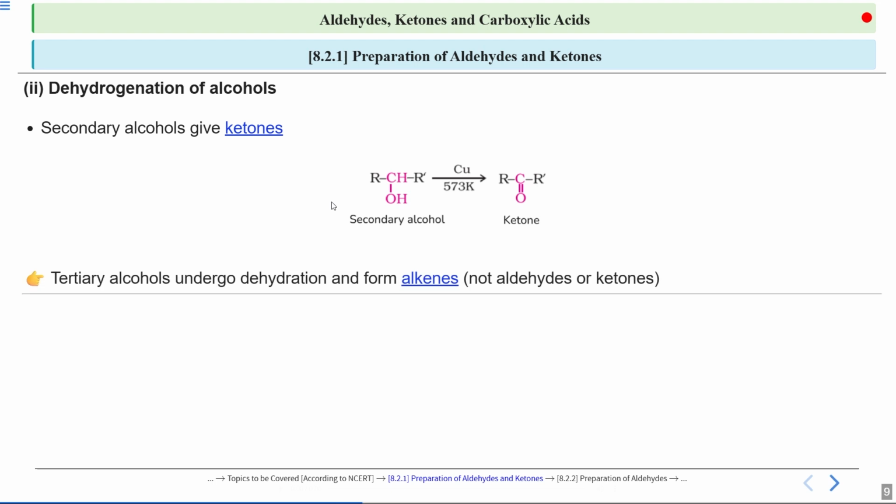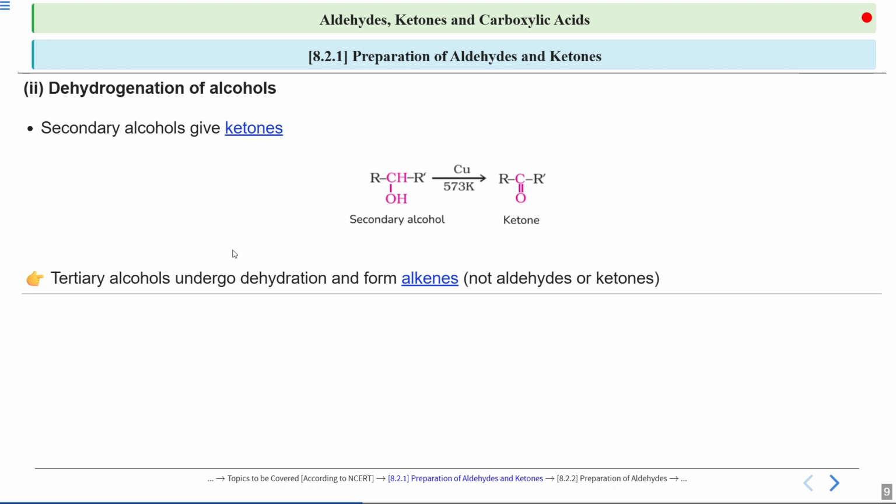Now tertiary alcohols undergo dehydration and form alkenes. Unlike secondary alcohols, the tertiary alcohols do not form ketones or aldehydes through dehydrogenation. So tertiary alcohols do not undergo dehydrogenation. Instead, they undergo dehydration to form alkenes.